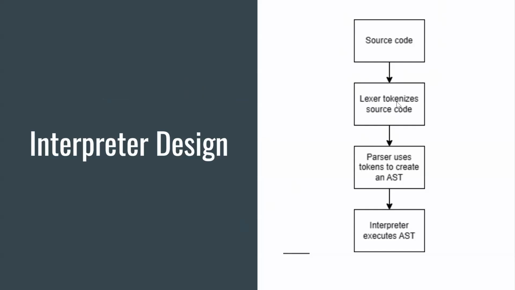a lexer, which tokenizes the source code. The parser then uses the tokens created by the lexer to create an abstract syntax tree. The interpreter then executes the abstract syntax tree. Now, each interpreter does things a little differently. The interpreter that I created for Ensemble converts the abstract syntax tree into Python code and then executes it.